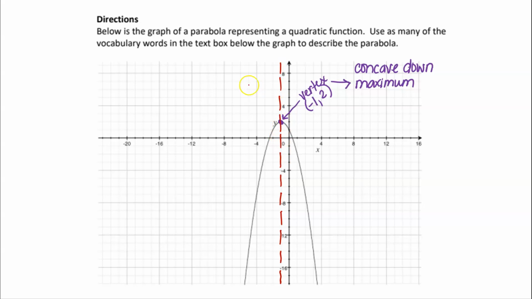That dotted line is your axis or line of symmetry. And again, it's always associated with an x value. What x value is that dotted line associated with? -1. It's got to be the same x value as the vertex because the vertex is on the axis of symmetry. So we would say that the axis of symmetry is x equals -1. Again, the vertex and the line of symmetry have to share the same x value.